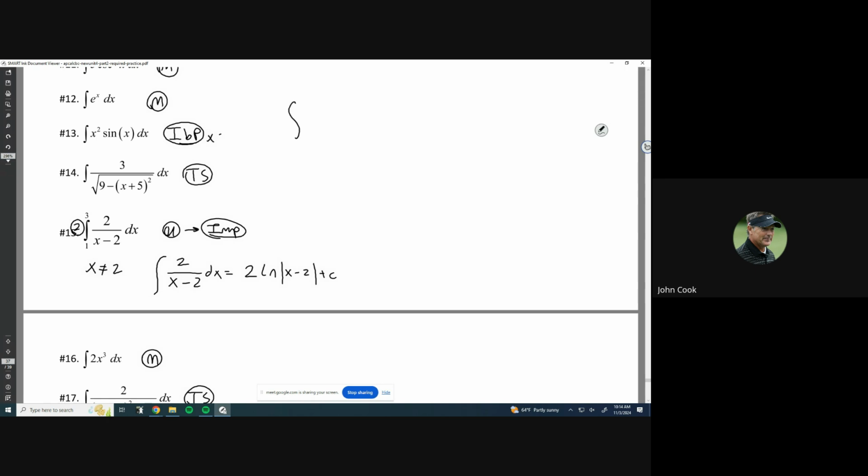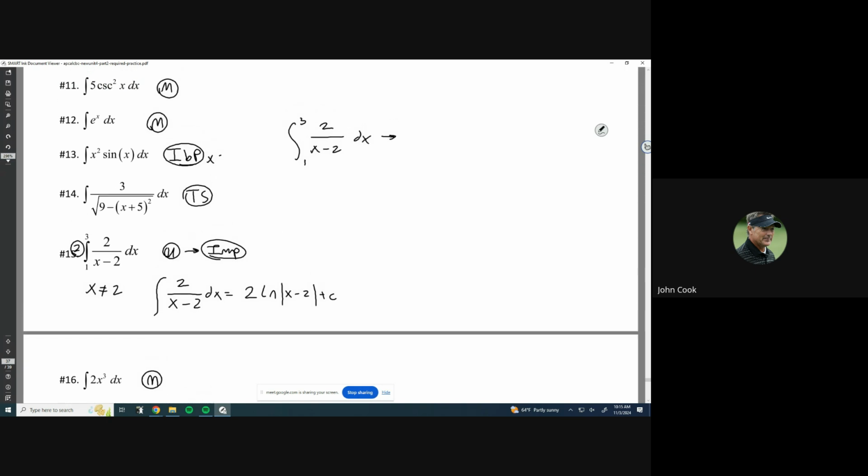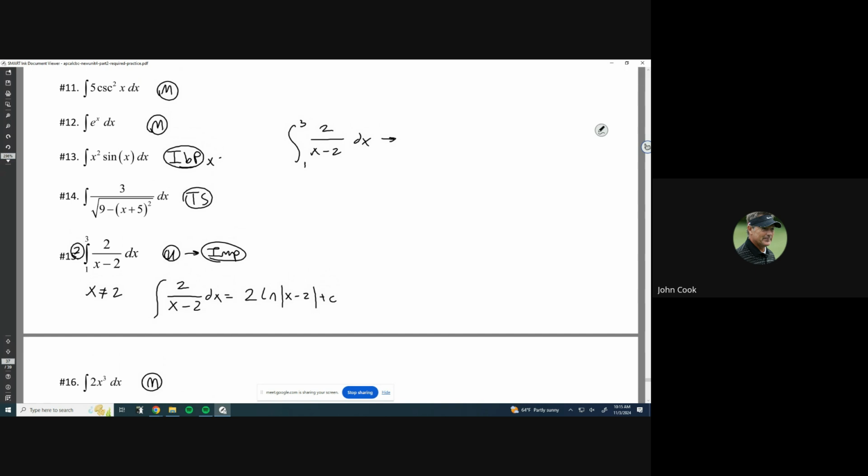So we have the integral from 1 to 3 of 2 over x minus 2 dx. And so then I need to rewrite this using my limits. Since 2 happens, I need to split this up into 2 separate integrals. One's going to look like this, 1 to 2 of 2 over x minus 2 dx. And then the other one is going to go from 2 to 3, so we finish the entire boundary, 2 over x minus 2 dx.